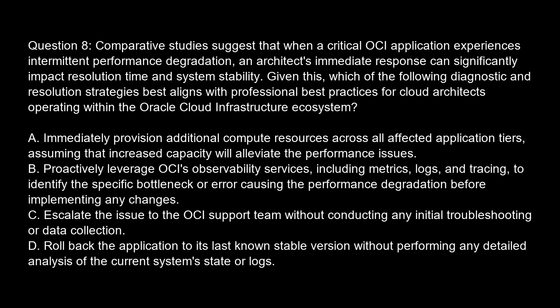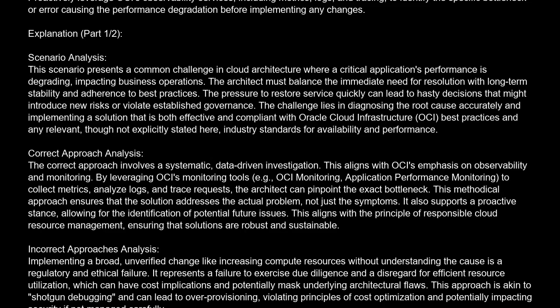Option A. Immediately provision additional compute resources across all affected application tiers, assuming that increased capacity will alleviate the performance issues. Option B. Proactively leverage OCI's observability services, including metrics, logs, and tracing, to identify the specific bottleneck or error causing the performance degradation before implementing any changes. Option C. Escalate the issue to the OCI support team without conducting any initial troubleshooting or data collection. Option D. Roll back the application to its last known stable version without performing any detailed analysis of the current system state or logs. The correct answer is B.